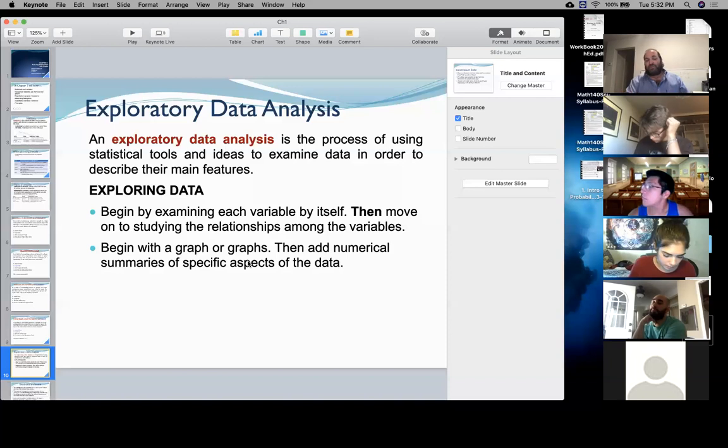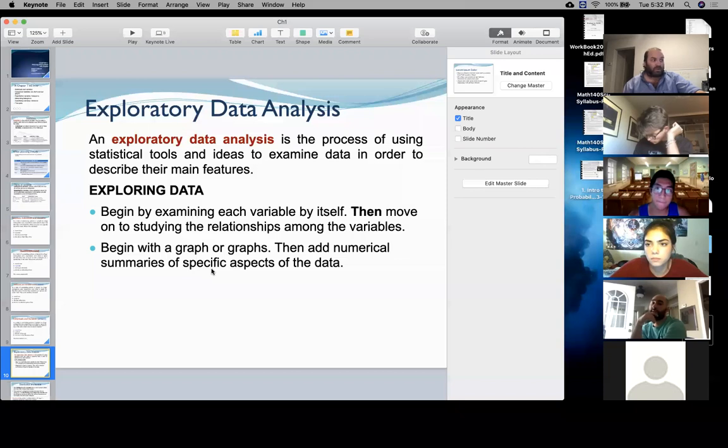And after the fact, you can add numerical summaries or specific aspects of the data. What are some numerical summaries that you might use? We haven't studied them in depth yet or defined them, but can anyone come up with a good numerical summary of data?